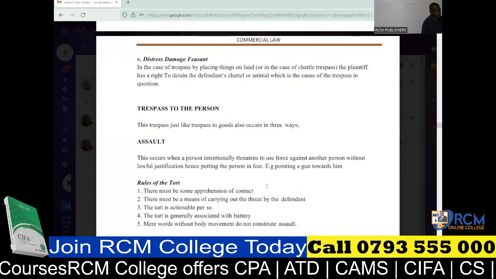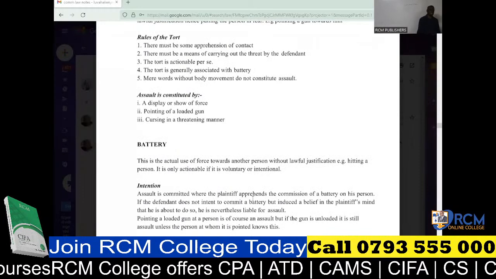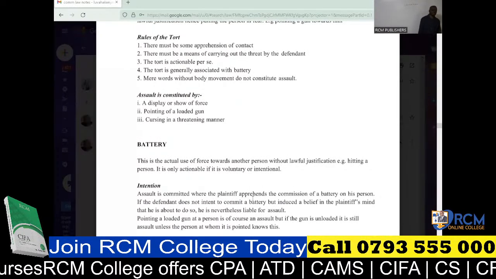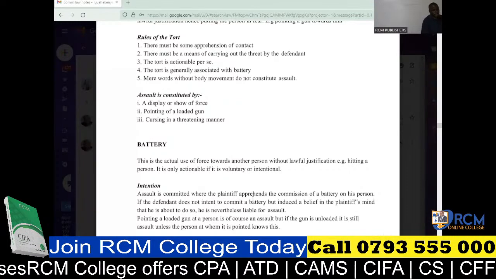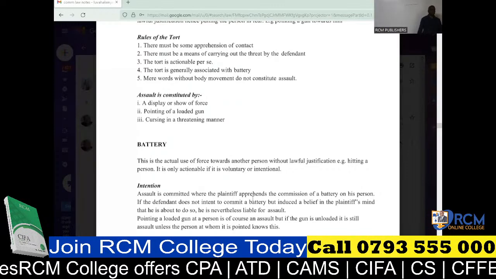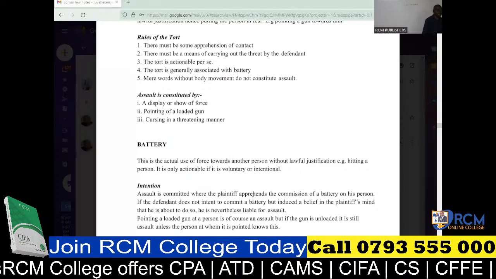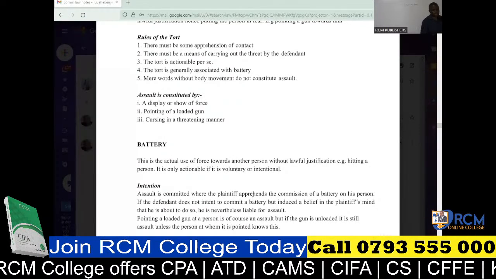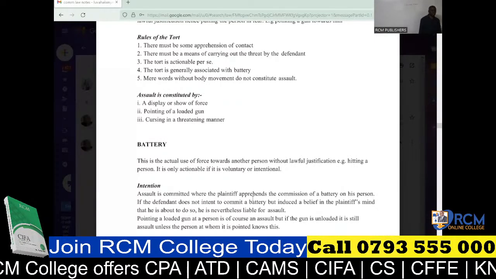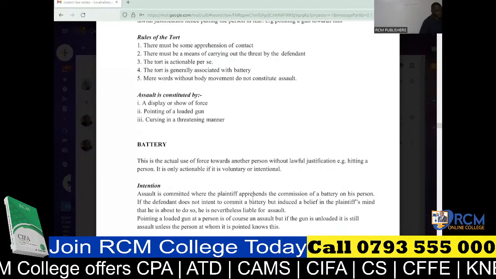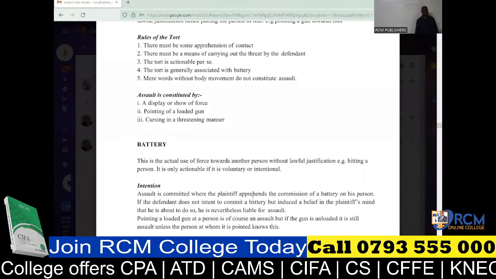It is constituted by a display or show of force, for example pointing a loaded gun, or cursing in a threatening manner. If a person threatens you, it can be taken as assault. But when you proceed and, for example, injure the person, it is no longer assault; it is what we call battery. Battery is the actual use of force towards another person without lawful justification, e.g. hitting a person. It is only actionable if it is voluntary or intentional.